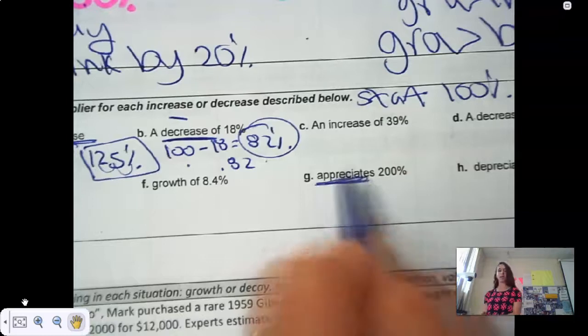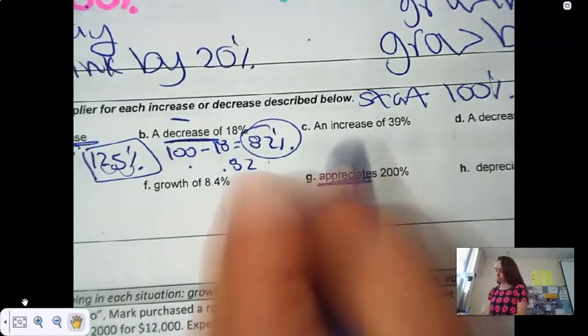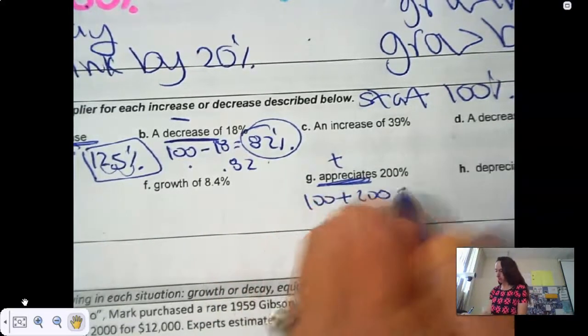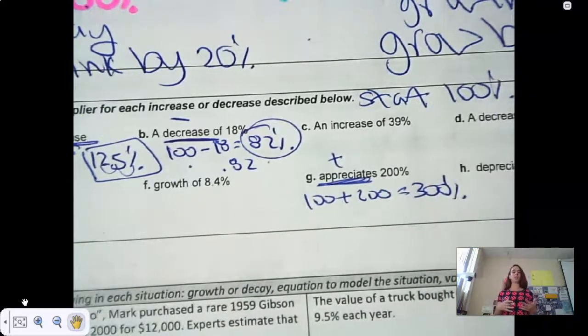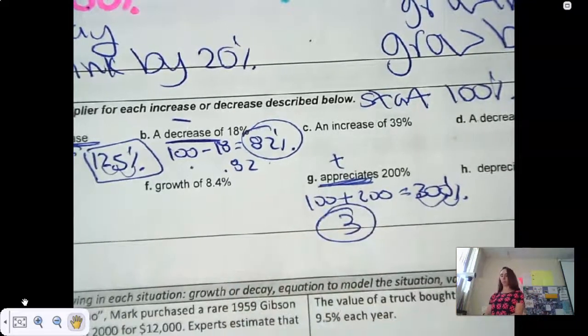What does that word say? Appreciate. Appreciate means it's going up. So I'm going to add 100% or 200%. Now 300%. So if I was 5 feet tall, I'm now 15 feet tall. Move that over once, twice. That's really 3.